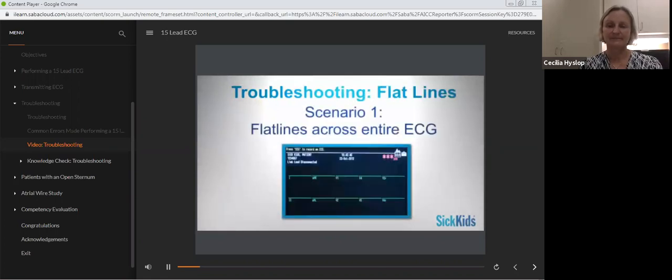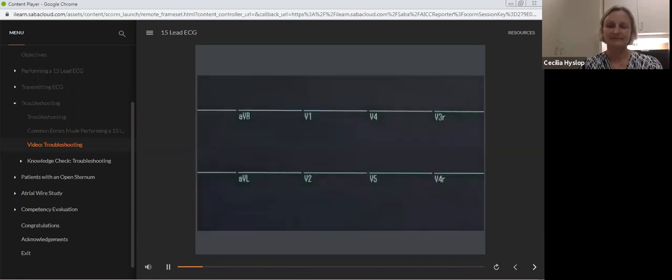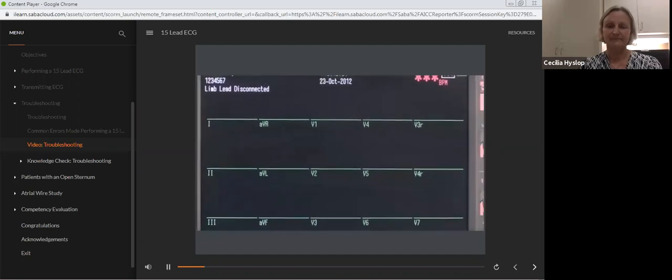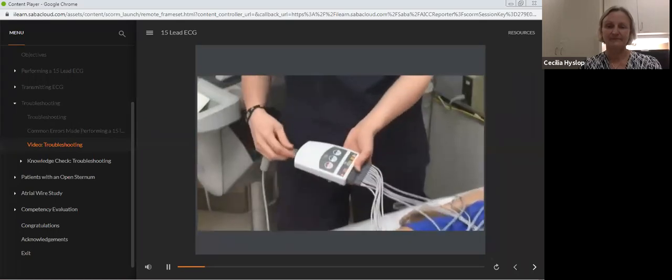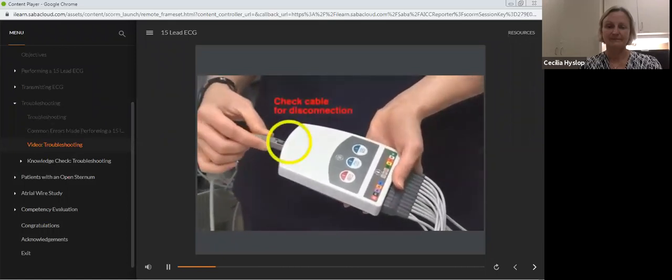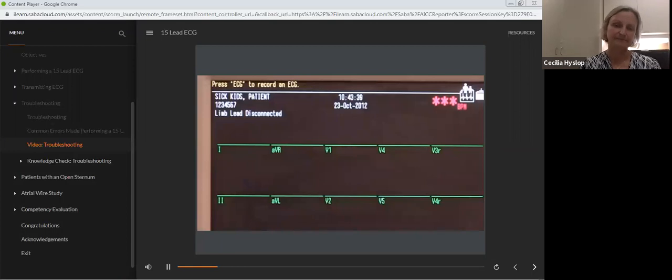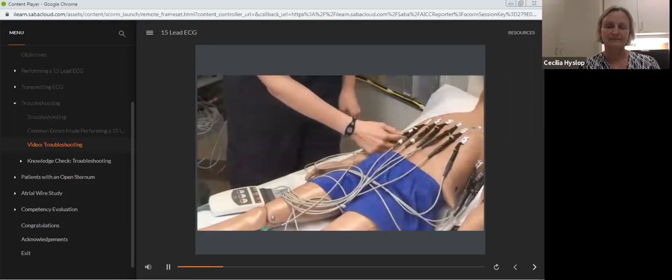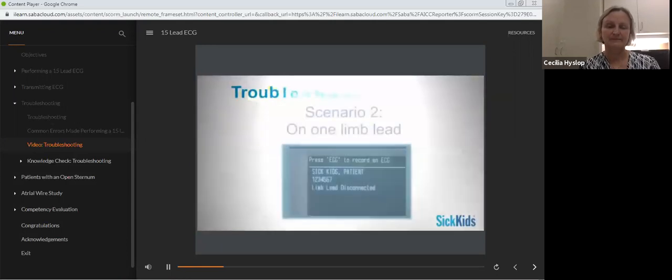First of all, if there is no waveform present across the ECG, it is one of two problems. It is either that the acquisition module has come unattached from the cable, or there is a limb lead that is affected. So ensure that your limb leads are attached to the patient, like so.